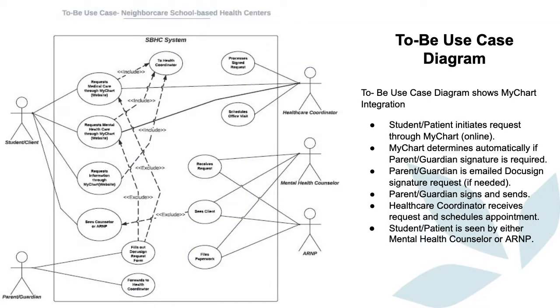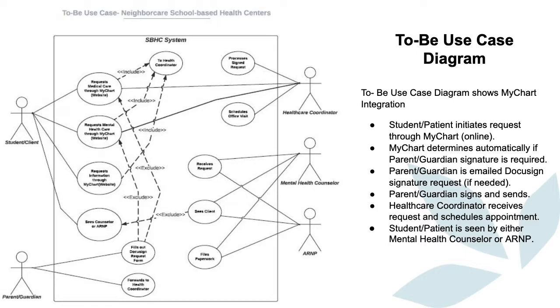Thank you. The 2B use case system shows MyChart integration with process flow improvement by eliminating redundancy. The patient can access MyChart, request a service, and the system automatically forwards a DocuSign document to the parent or guardian if it's necessary for them to have approval. They sign it, they send it, then the HCC is able to schedule the visit, and then the patient can see either the mental care provider or the ARNP.